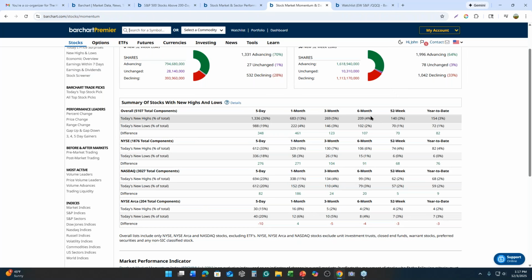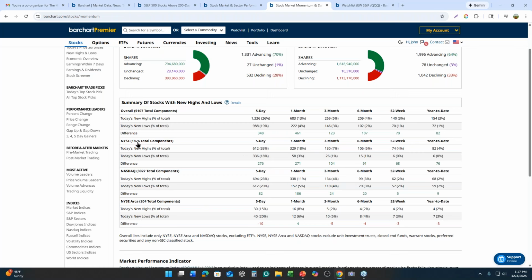Now, I want to start at the 52-week, the bigger picture process. And so we want to make sure that more stocks are making new 52-week highs than 52-week lows as the market is going higher. Now, we can see for today, for instance, on the NYSE, that we have 74 stocks making a new 52-week high and only 6 making new 52-week lows. That is a positive breadth. But again, we've got to look at this in proper perspective.